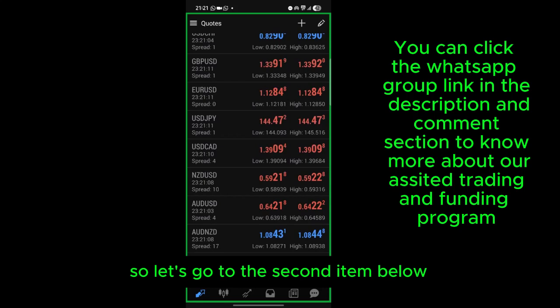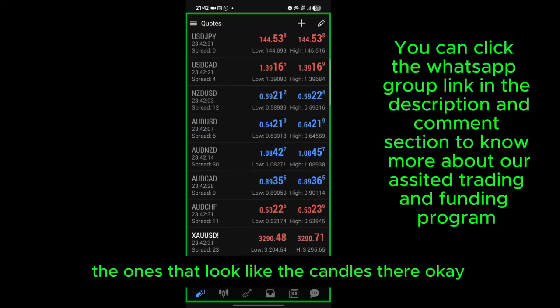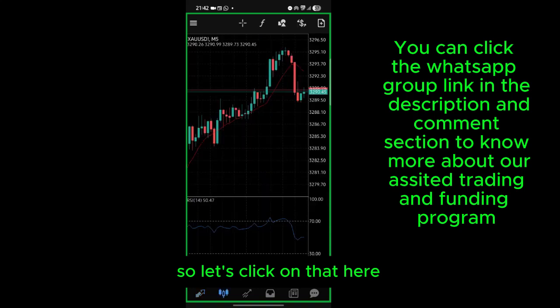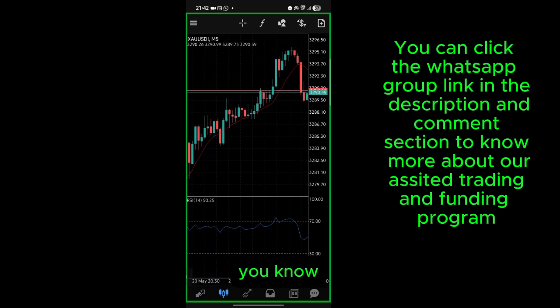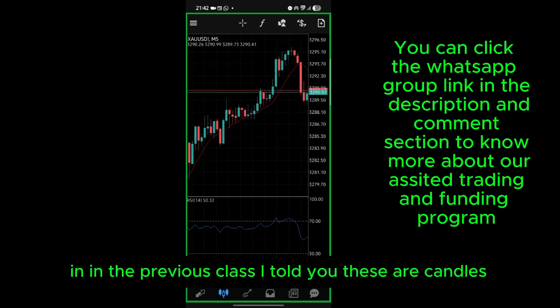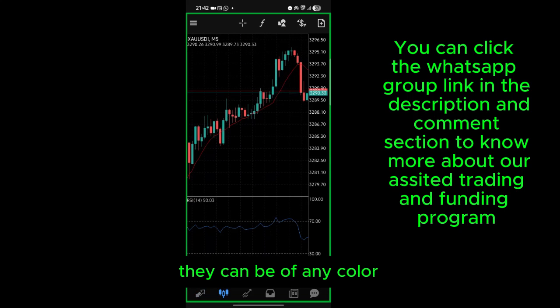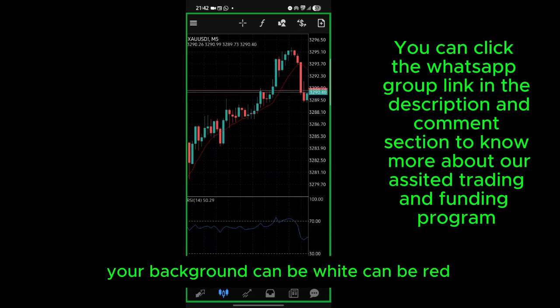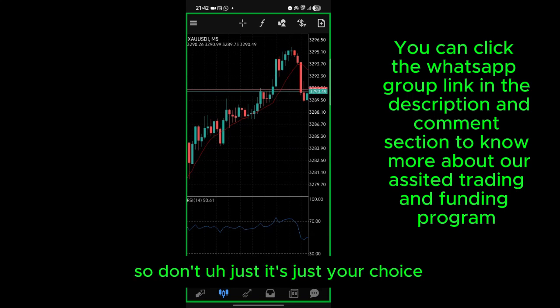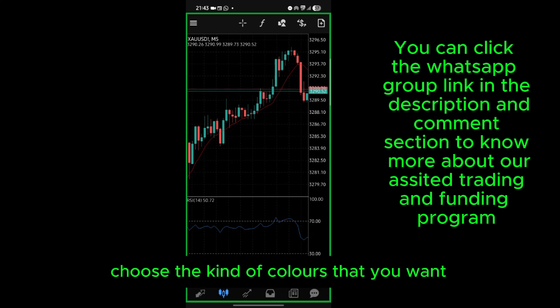So let's go to the second item below, the ones that look like candles. Okay, let's click on that. Here you're going to see some green and red candles. In the previous class I told you these are candles. They can be of any color. You can change them to any color of your choice. Your background can be white, can be red. It's just your choice, so don't see it somewhere and say this person's one is looking like this. Choose the kind of colors that you want.